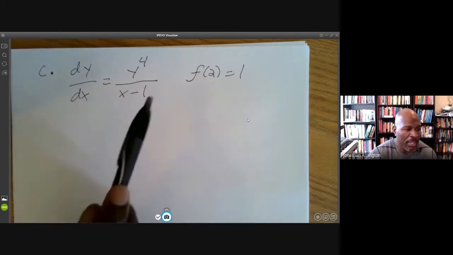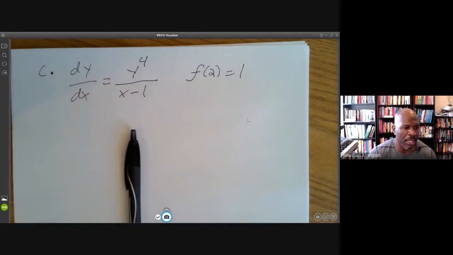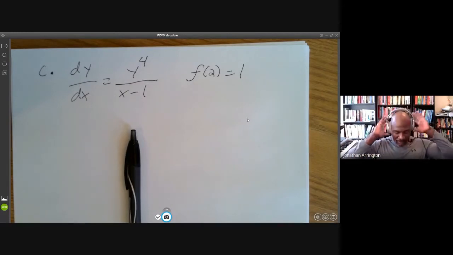So the differential equation is a function of x and y. And as you can see, this is a separable differential equation. And you know what we do when we have a separable differential equation? Yes, sir. First you separate and then you integrate. Just follow these steps and you will do great. First you separate. All right.